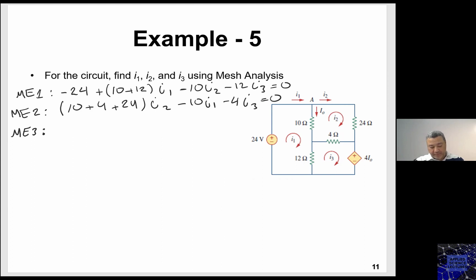I3 times 4 plus 12, and then plus 4 I naught, minus 4 ohms times I2, and then minus 12 ohms times I3 equals 0.